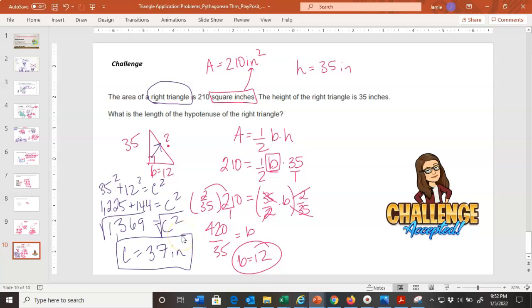This was kind of a challenge because it was that multi-step problem, right? We had to use what we were given. We were given the area, solve for the missing leg, and then use the Pythagorean theorem to find the hypotenuse, what it wanted in the end.